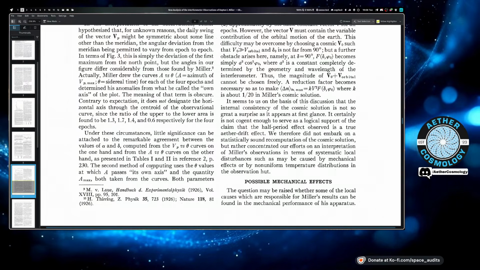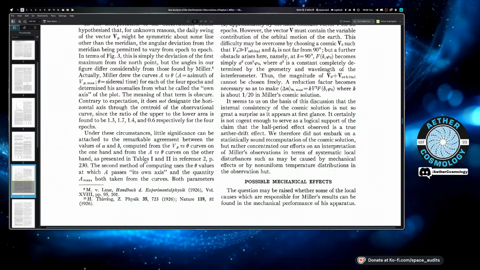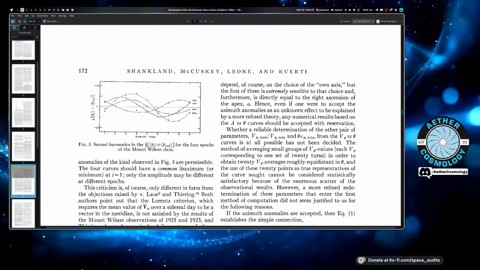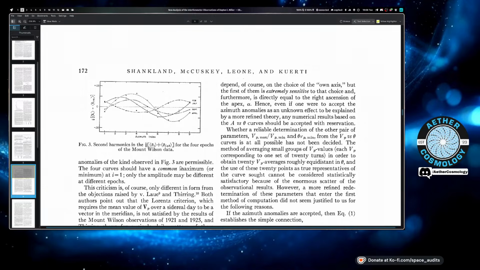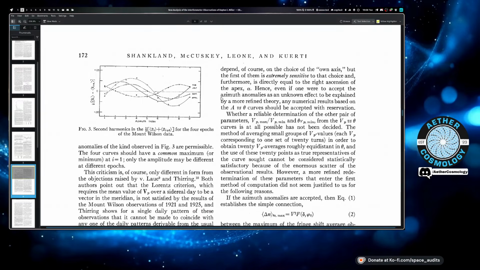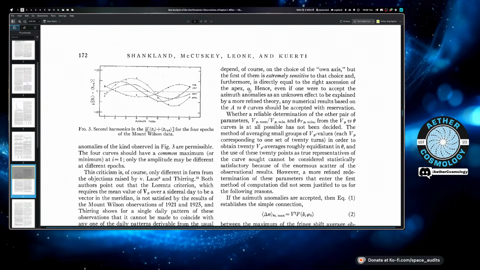The second method of computing these values, the theta values at which A passes its own axis and the quantity A max, are both taken from curves. Both parameters depend, of course, on the choice of its own axis, but the first of them is extremely sensitive to the choice. Furthermore, it is directly equal to the right ascension of the apex given by alpha.